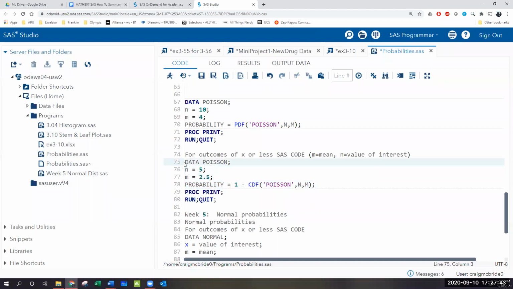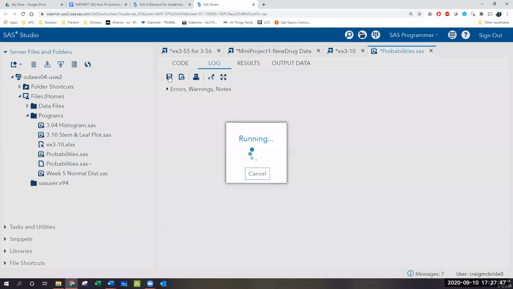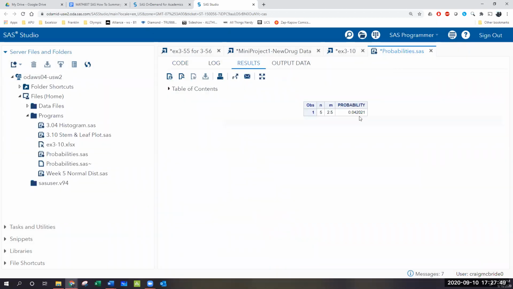There's our answer. Pretty close to what we got before. So part D says, how is the Poisson approximation? Well, it's pretty good. They're really, really similar. And that's it. We've gone through all the homework.